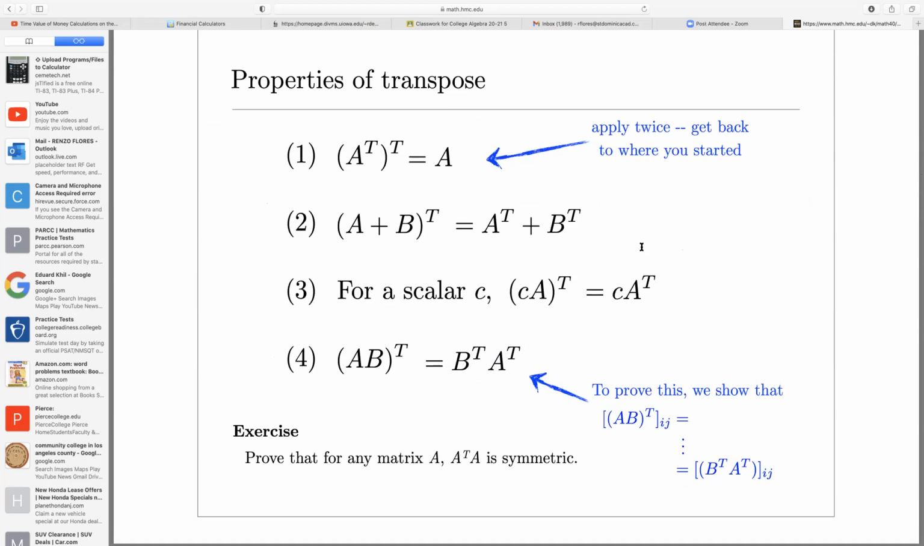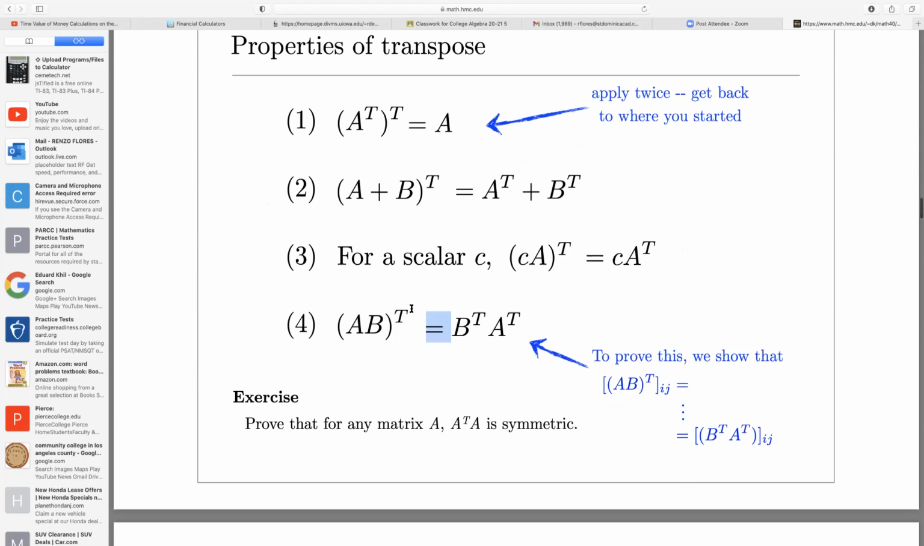These properties: A transpose transposed gives you back the original matrix A. You need to practice these, take a look at that. This one we used in class for that annoying problem we were doing earlier. So (AB) transpose is B transpose A transpose. You need to know this stuff. If you don't know this stuff, you cannot solve those equations. They're gonna be very difficult for you to solve.